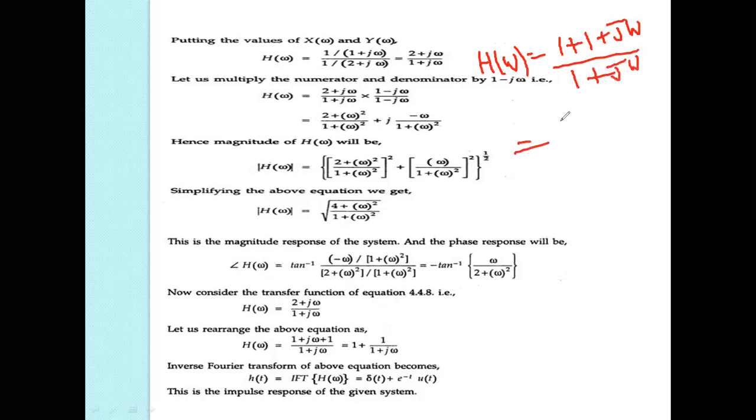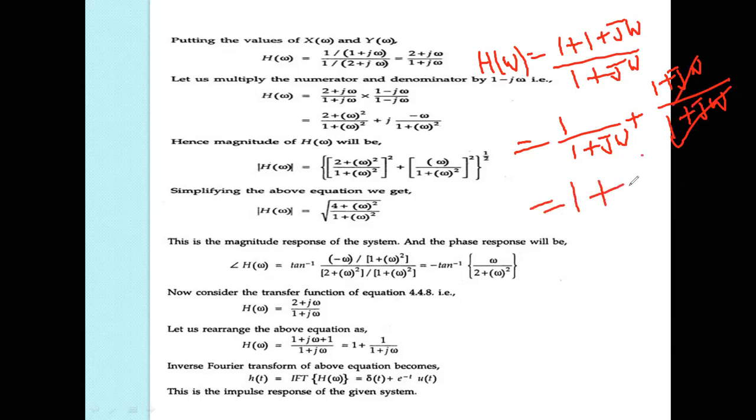Now, I am writing it as 1 by 1 plus j omega plus 1 plus j omega by 1 plus j omega. It gets cancelled. So H of omega is equal to 1 plus 1 by 1 plus j omega.